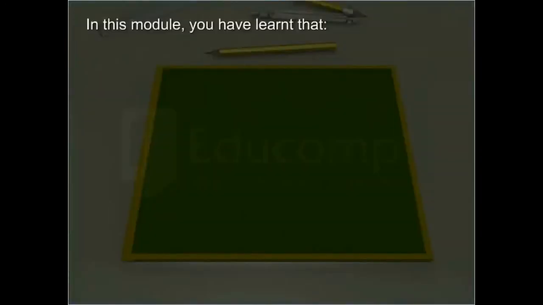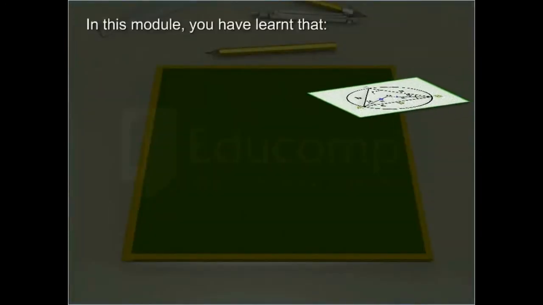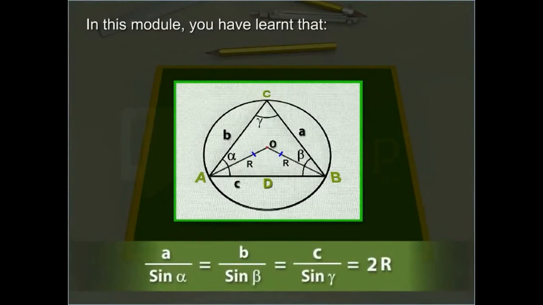In this module, you have learnt that the ratio of the length of any side of a triangle to the sine of the angle opposite to it is always a constant. The constant value is always equal to the diameter of the circumcircle of the triangle.